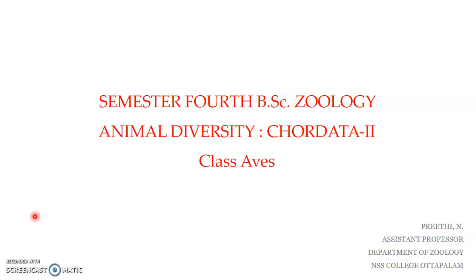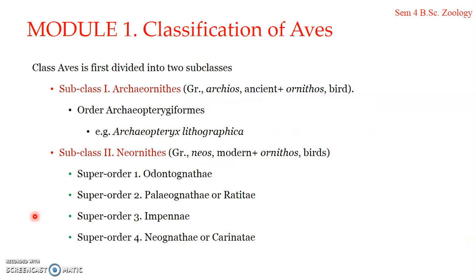Welcome all to the semester for BSc Zoology core course paper Animal Diversity, Chordata 2, and we are discussing class Aves. This presentation will bring to you the classification of Aves. Class Aves is divided into two subclasses, subclass 1 Archaeornithes and subclass 2 Neornithes.